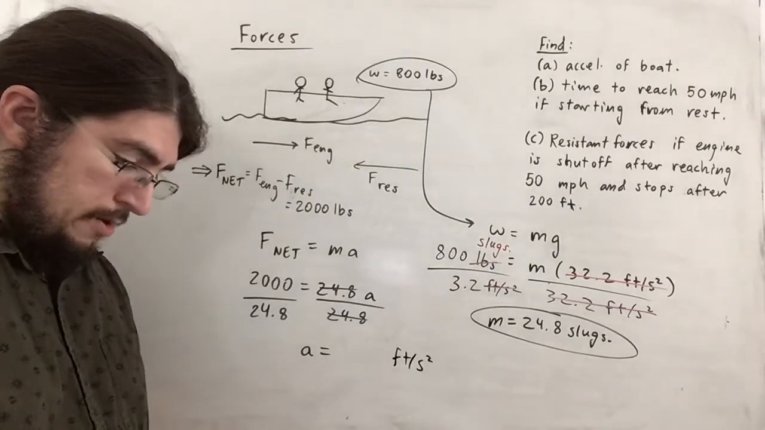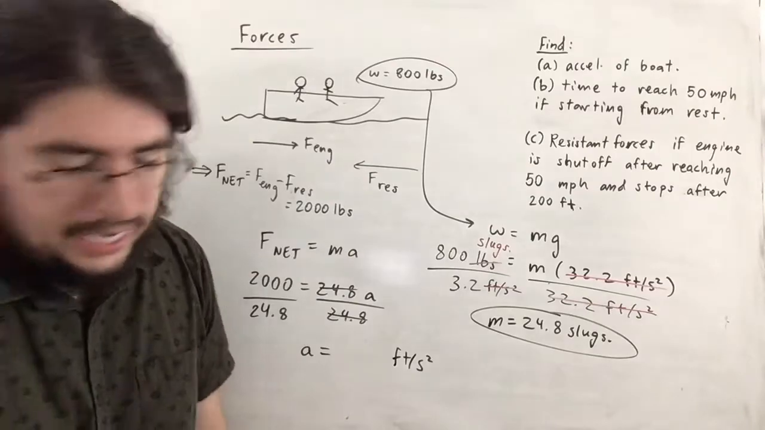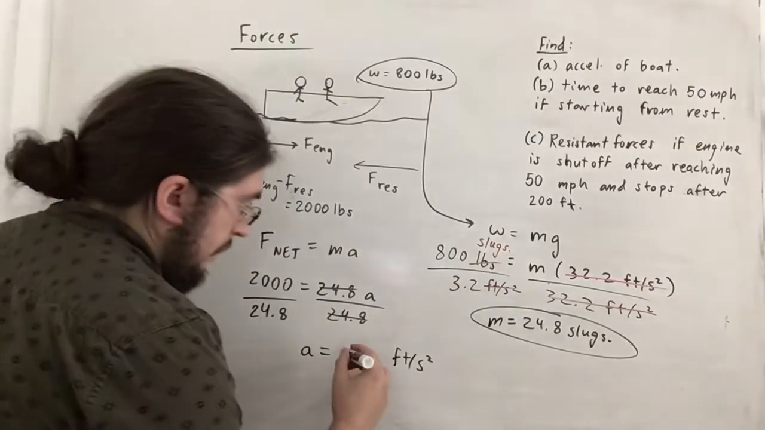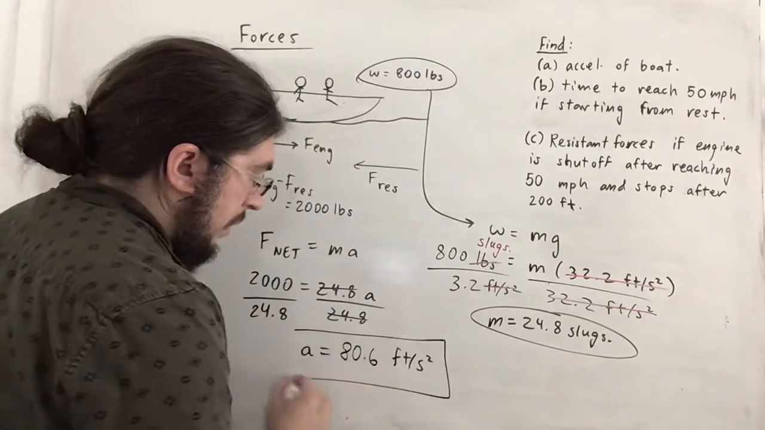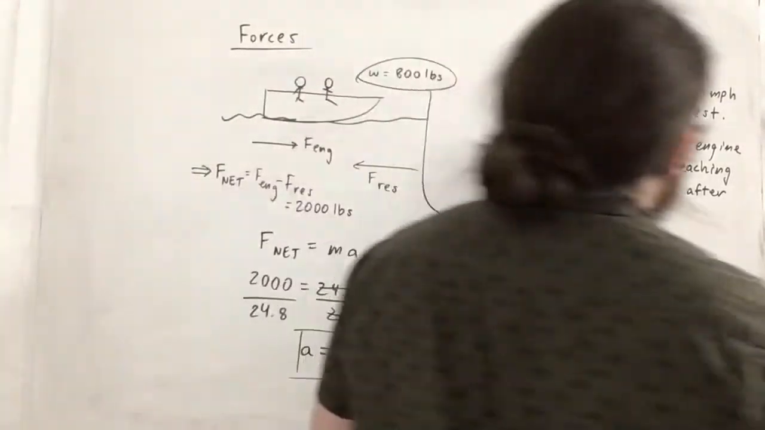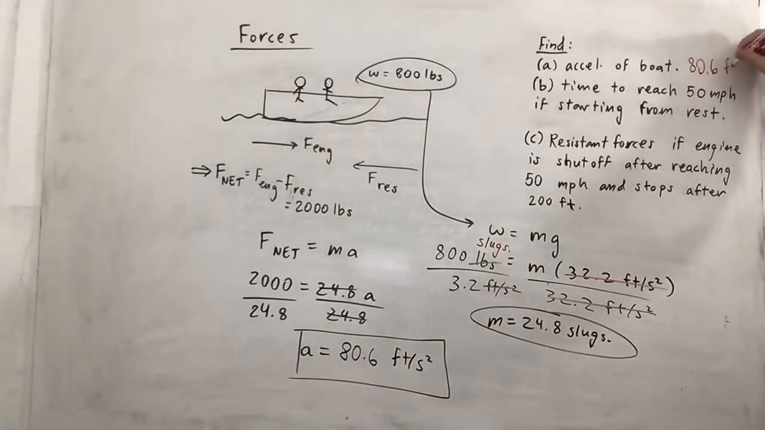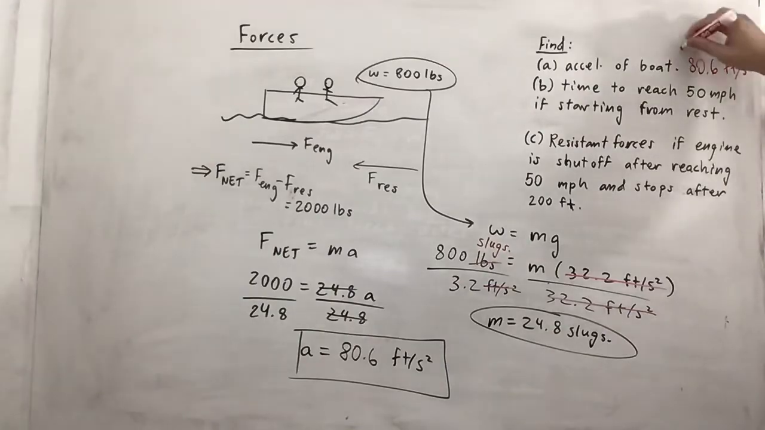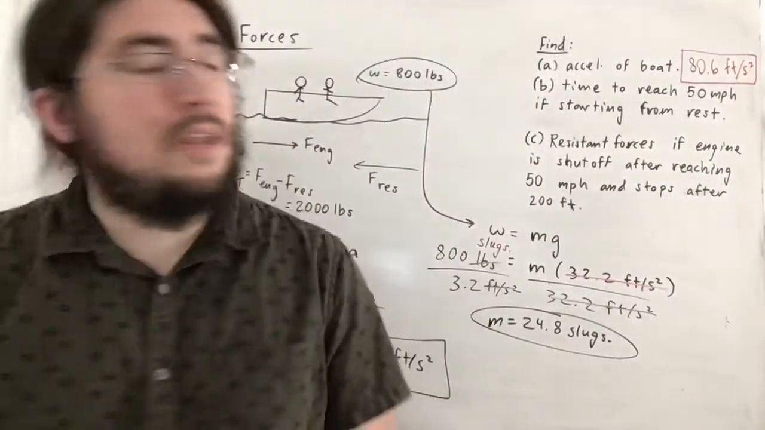So now what we need to do is plug this into our calculator and see what we get. I'm just going to do that here real quick, and I get about 80.6 feet per second squared. I'll box this, of course, and I'll write my answer over there, boxed as well. So it's 80.6 feet per second squared. Awesome. So now we'll move on to the next problem, part B.